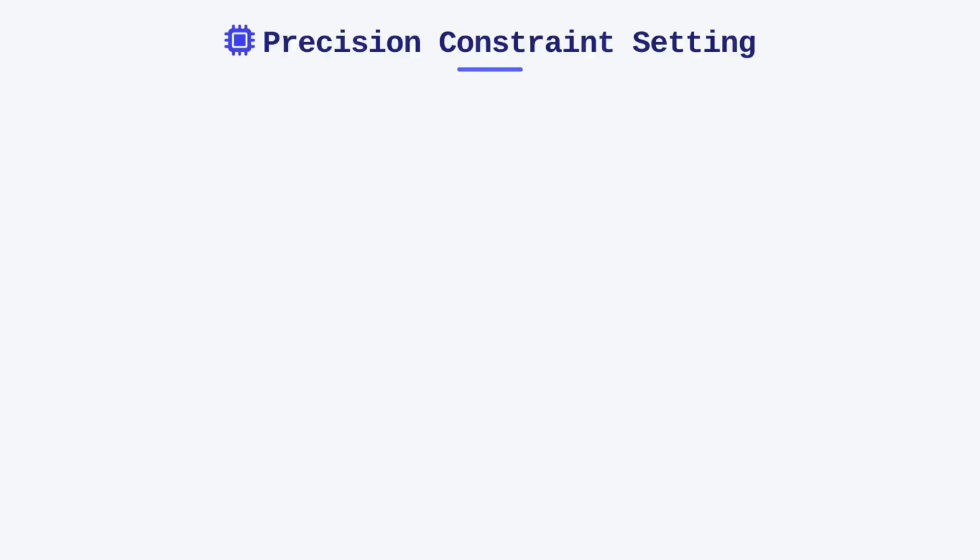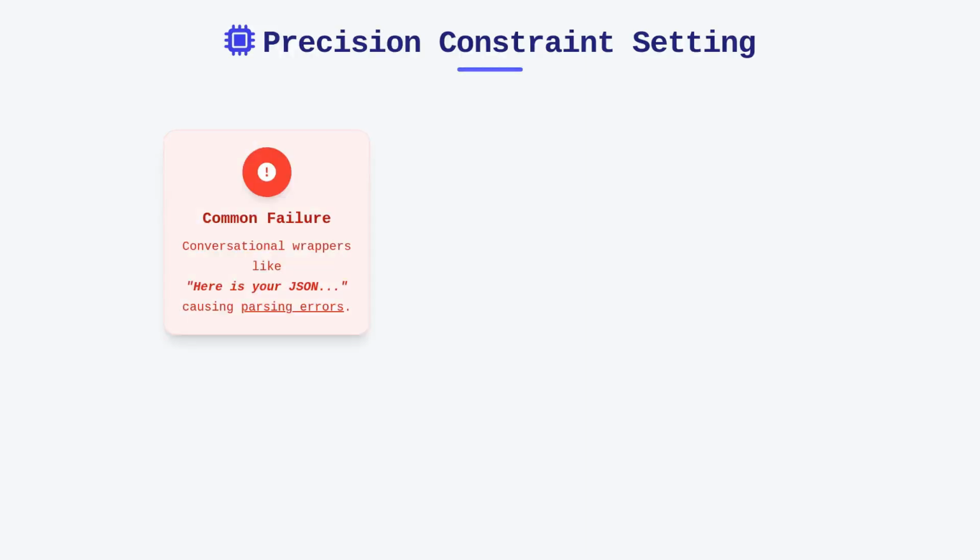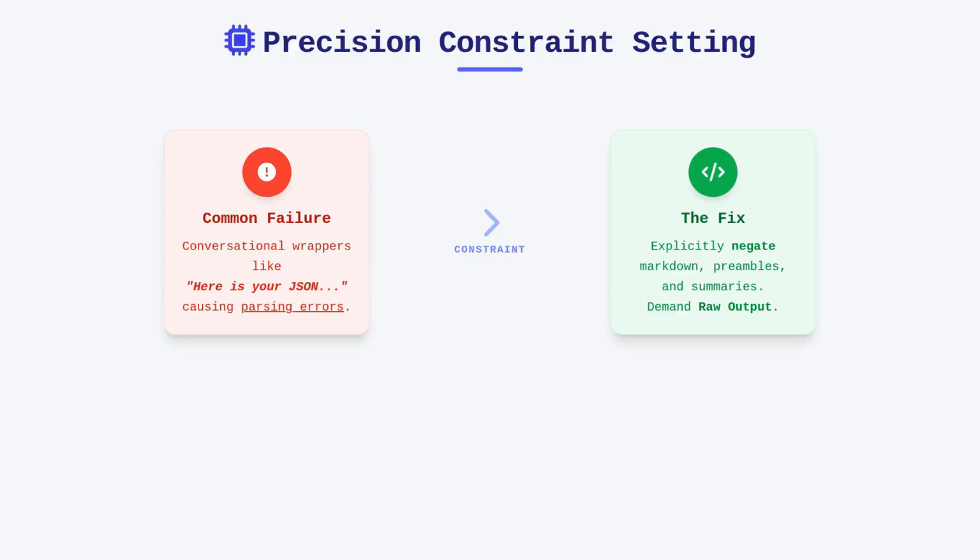Moving into technical formatting, precision constraint setting is the only way to ensure downstream compatibility without the overhead of manual post-processing code. When you require a specific JSON schema, for instance, you cannot simply ask for JSON. You must define the schema requirements and explicitly negate the inclusion of conversational wrappers, markdown preambles, or explanatory text. A common failure mode occurs when a model adds a "here is your JSON object" header, which causes downstream parsing errors. To prevent this, you should define a constraint stating, exclude all markdown formatting, introductory text, and closing summaries. Output only the raw JSON object adhering strictly to the provided schema.